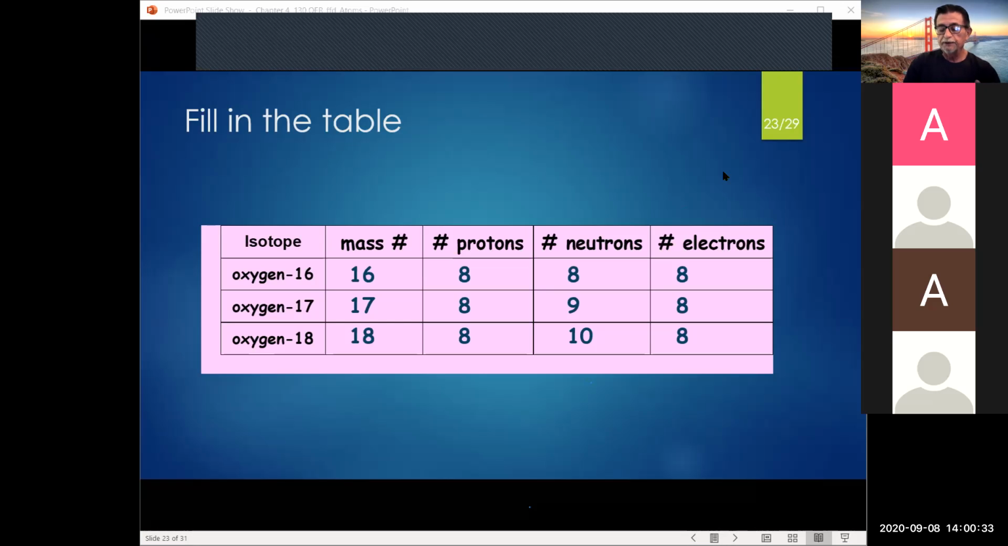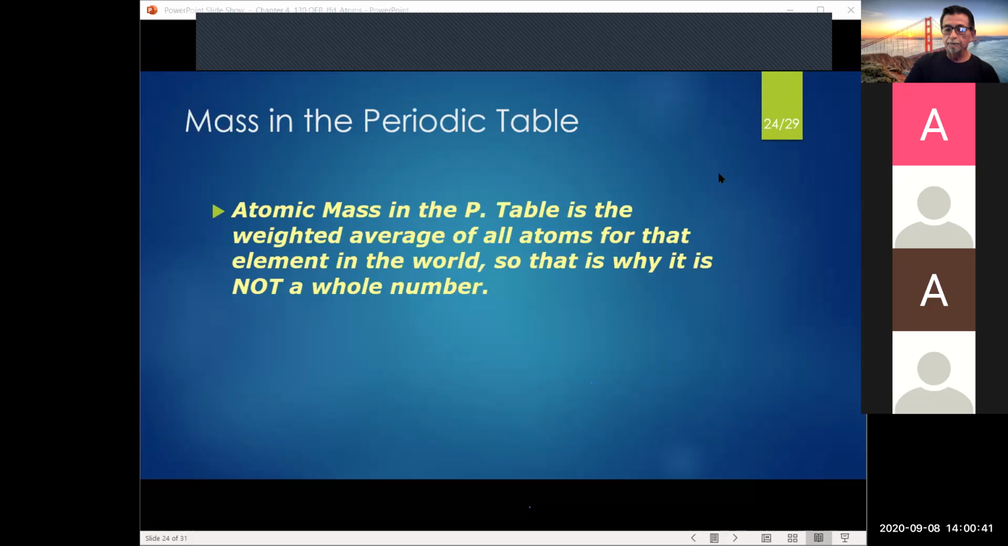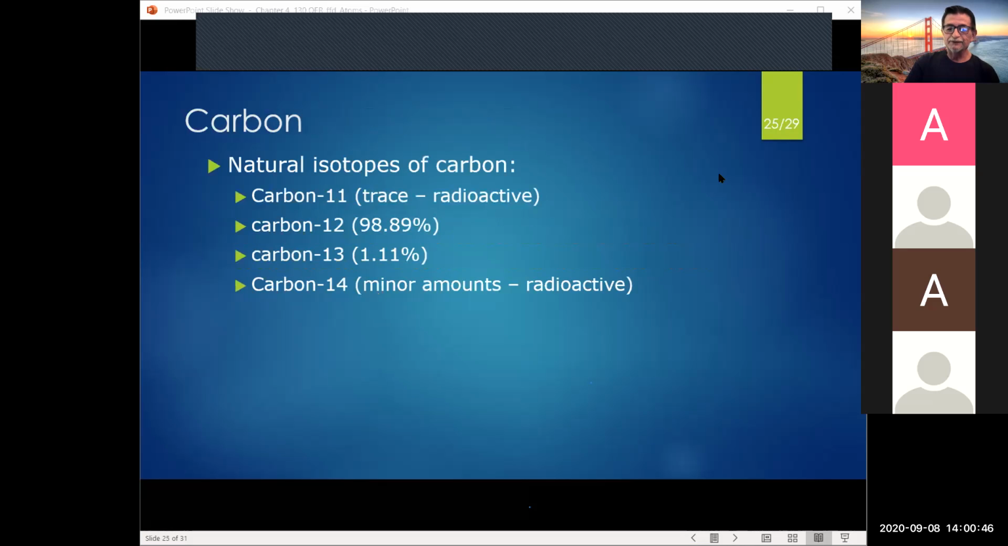This kind of table can be done for any of the elements. It could be done for carbon: carbon-12, carbon-13, carbon-14. So you might be aware that it could show up someplace. This is why the percentage is a little bit different, and why our atomic weights are decimal numbers. Okay, we have carbon-11, carbon-12, carbon-13, carbon-14.